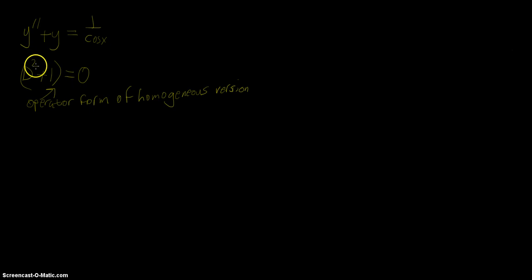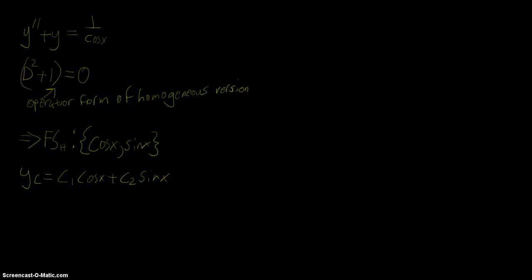We'll first write this in the operator form. The homogeneous version of this is what we will write in the operator form in order to find the elements of the fundamental set of solutions, FSH, fundamental set of solutions to the homogeneous version. So we know that the elements which correspond to the operator form, which looks like D squared plus 1, are cosine x and sine x.